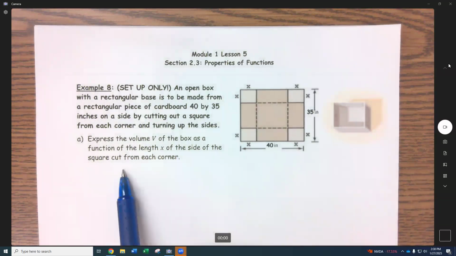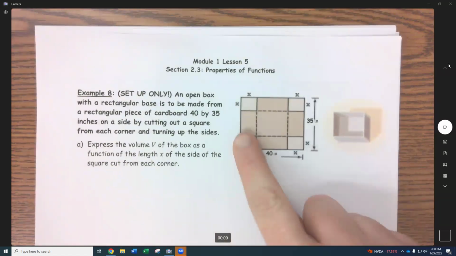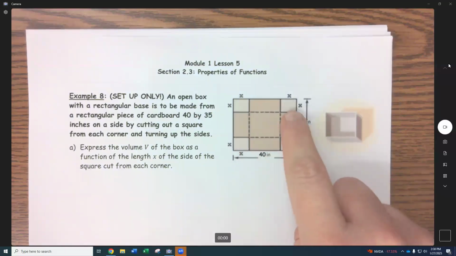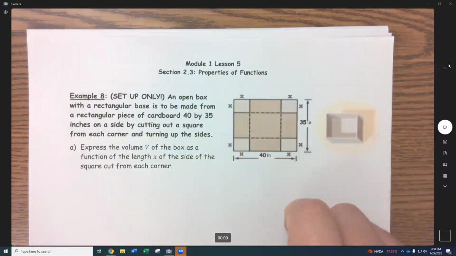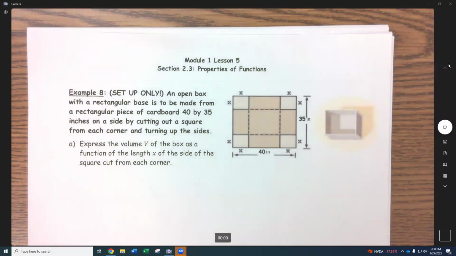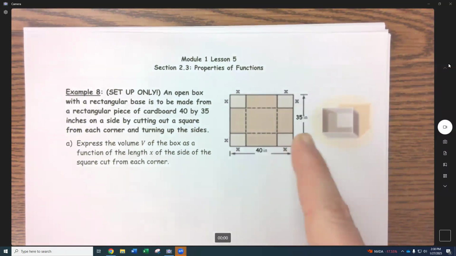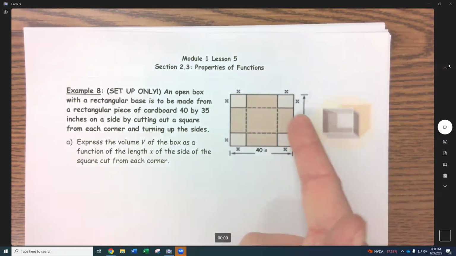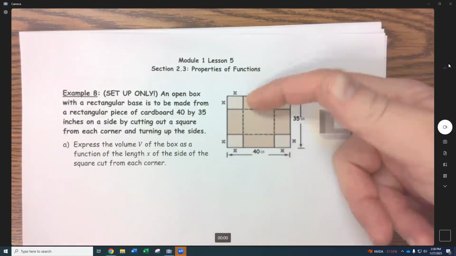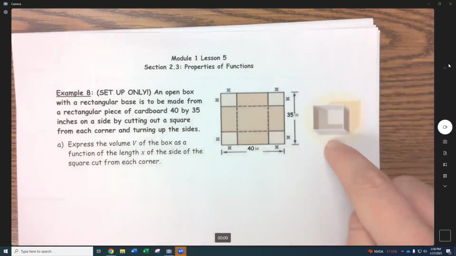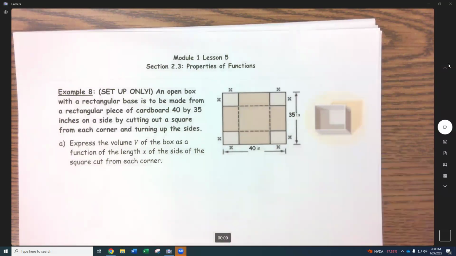So before we even go to part A, let's just make sure we understand what's happening. I have this flat piece of cardboard here, and I'm going to cut out some squares. And that really bothers me because it kind of looks like those are rectangles, but we're going to cut out some squares here. And then you're going to take this darker part and fold it up, fold up, fold up. And now we have a box with an open lid, right? So I kind of made a really janky looking example of this.